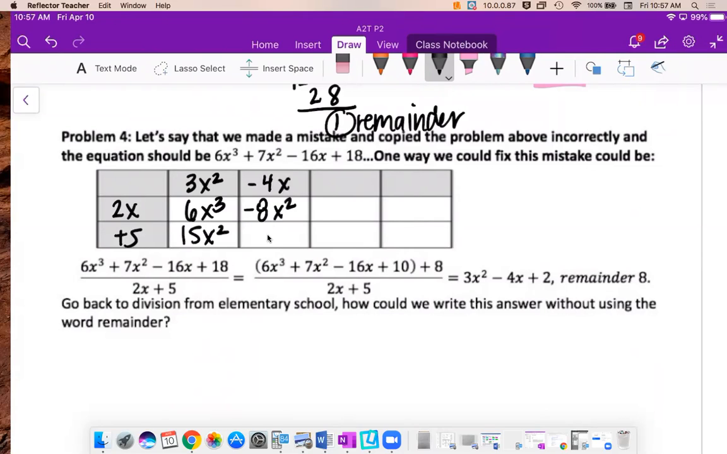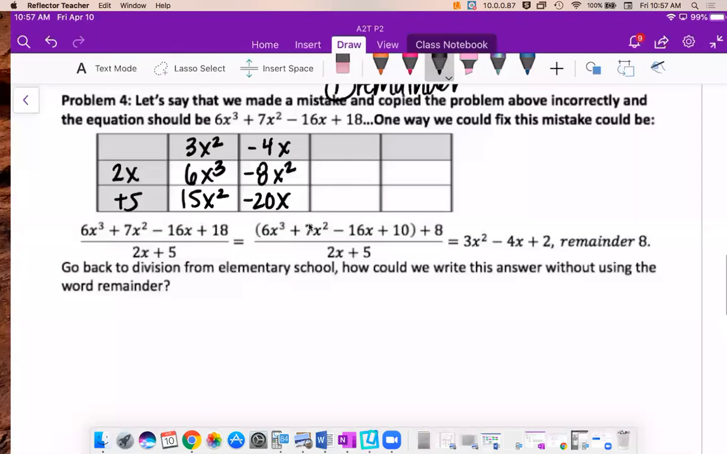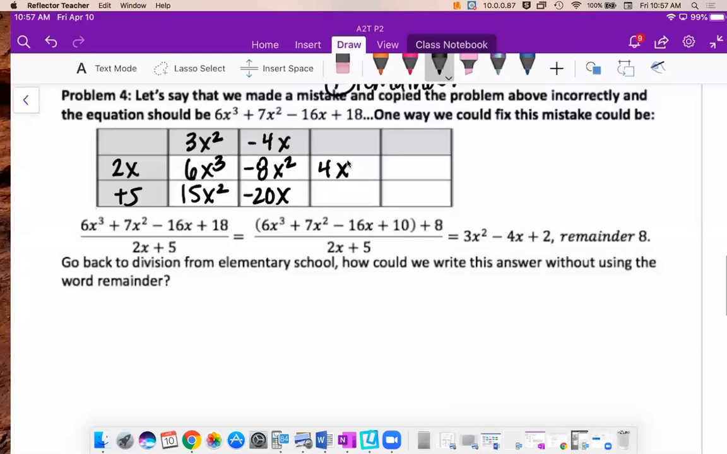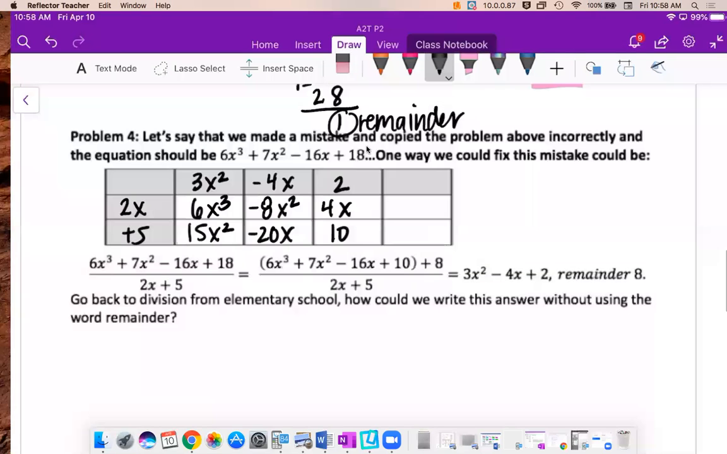This would be negative 20x. And then I need them to add to be negative 16. So this diagonal, you'd have to add 4 to it. So 4x. And then this box would have to be 2. And then this would be 10. Okay, so now the problem is these last numbers do not match. So I got a 10 instead of an 18.